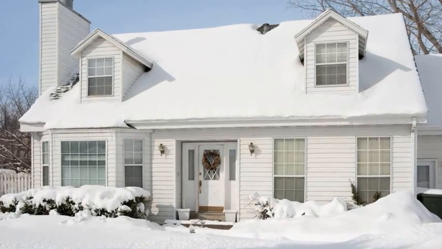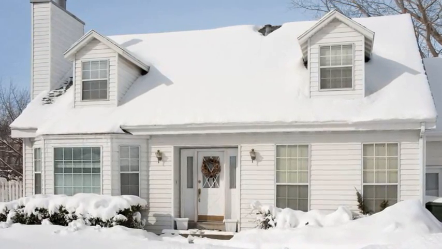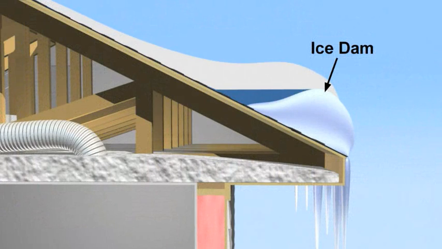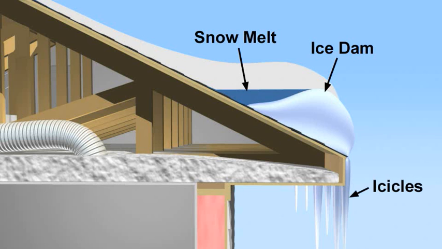Homes in cold and snowy climates can sustain moisture damage from ice dams in the winter. An ice dam is a ridge of ice that forms at the edge of a roof and prevents melting snow from draining off the roof. Icicles are an indication that ice dams are forming.